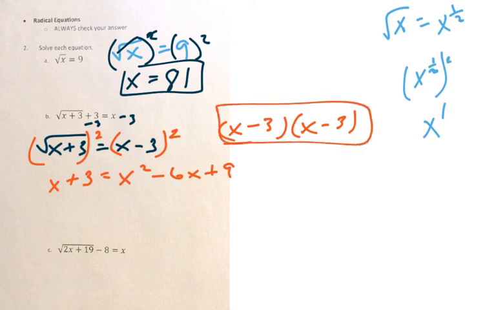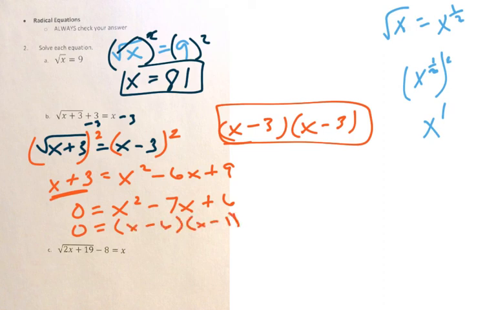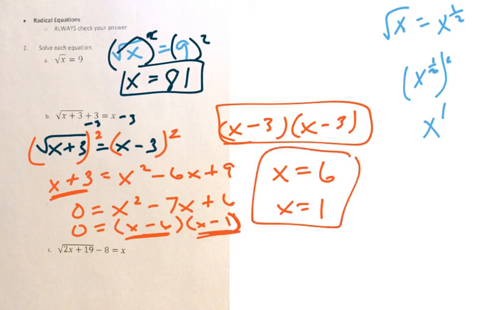Now we have a quadratic, so I'm going to move these over to the right-hand side, so I'm left with a 0 on the left, and I have x squared minus 7x plus 6. This factors nicely, so I end up getting x minus 6, x minus 1. And so therefore, I end up with two solutions: x is equal to 6 and x is equal to 1. You get that by setting x minus 6 equals 0 and x minus 1 equals 0. So those are two solutions to this equation.